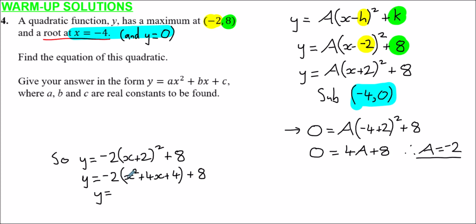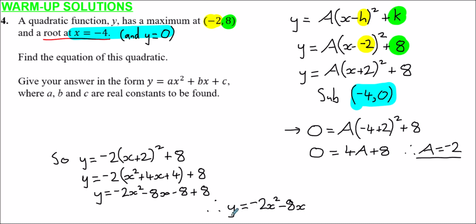Next, multiply by minus 2, so we have minus 2 lots of x squared, minus 8x, minus 2 times 4 gives us minus 8, then plus 8, so this minus 8 and plus 8 will cancel, therefore our equation in expanded form is just minus 2x squared minus 8x.